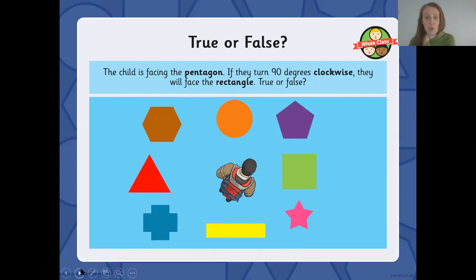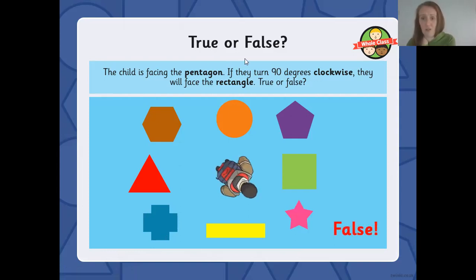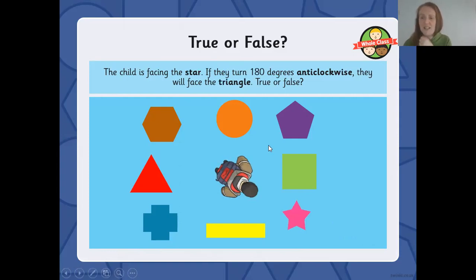So it was false. He wouldn't be facing the rectangle. Even teachers make mistakes sometimes. Sorry, children. He would have been facing the star. So if you got that right, well done. I almost tricked myself there with that one. Let's have a look at the next one. Let's see if I can get it right myself this time.